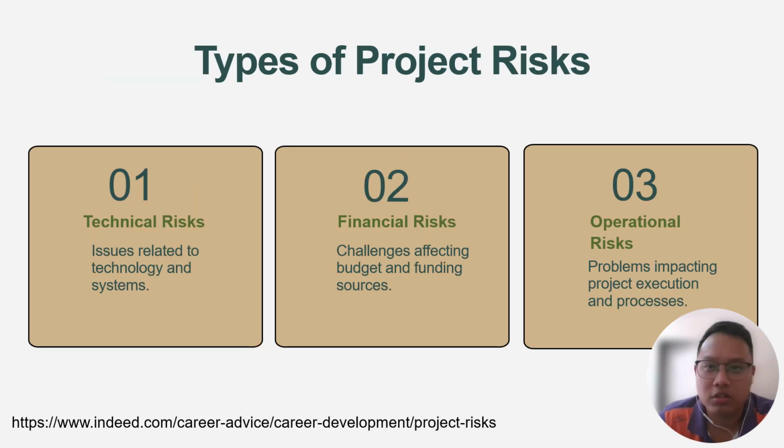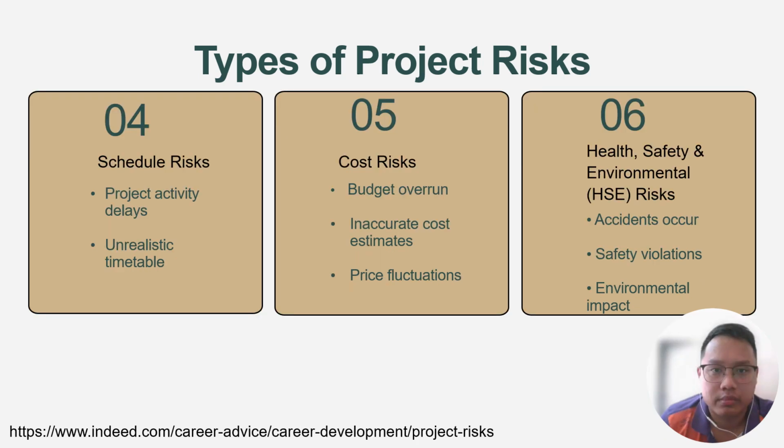This slide shows several common types of project risks. Technical risks are related to system or technology issues. Financial risks involve funding or budget constraints. Operational risks affect daily project activity and internal processes. In addition, projects also face schedule risks, cost risks, and health, safety and environment risks. These risks are especially critical in construction projects, where safety and environmental components are required.